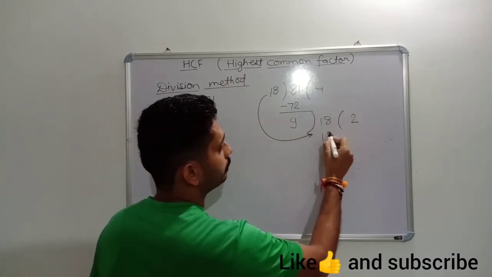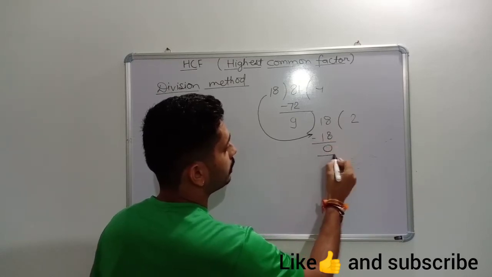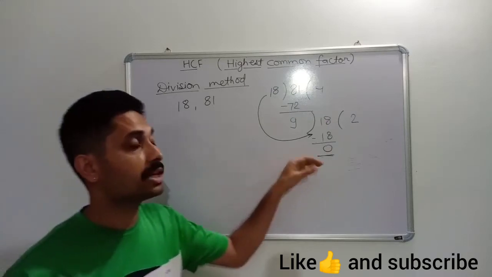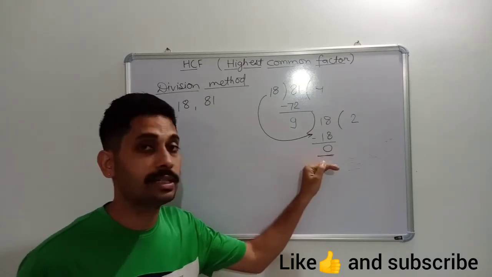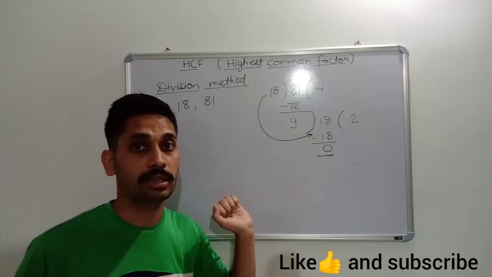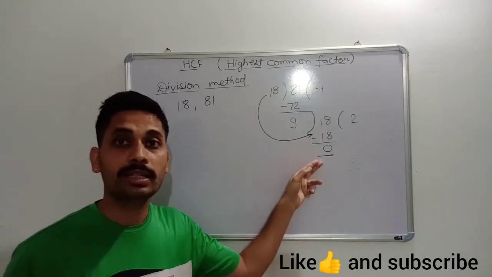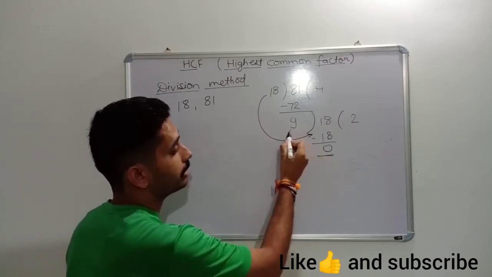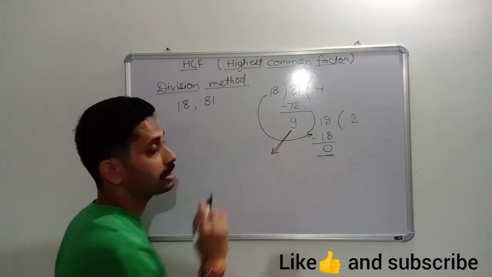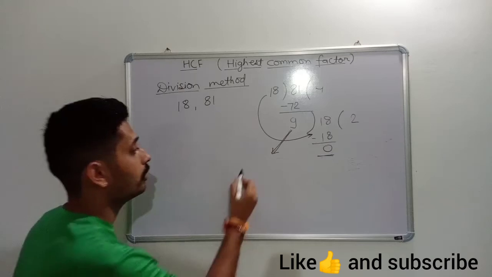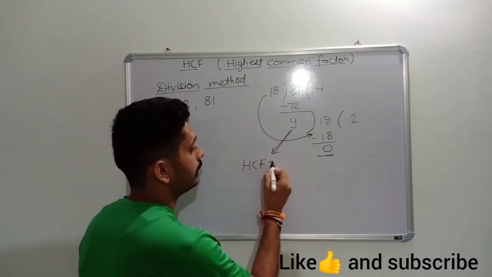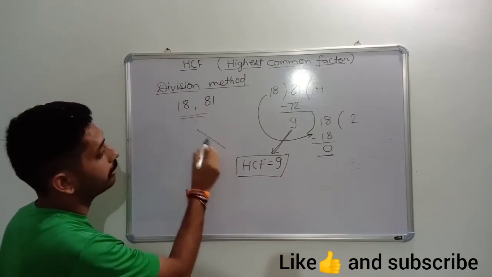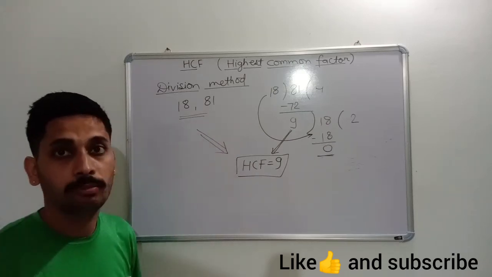So 9 2s are 18. Now the remainder is 0. ये मेथड आपको तब तक करना है, जब तक रिमाइंडर 0 या 1 नहीं आ जाता है. If the remainder is 0, तो जिस नंबर से डिवाइड करने पे रिमाइंडर 0 आ रहा है, that is your HCF. So the HCF of 18 and 81 is 9.